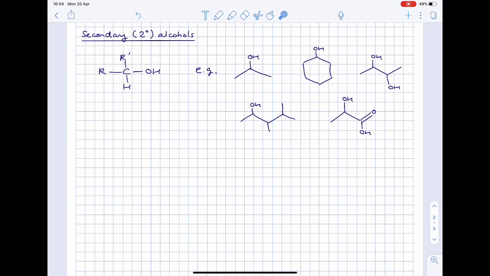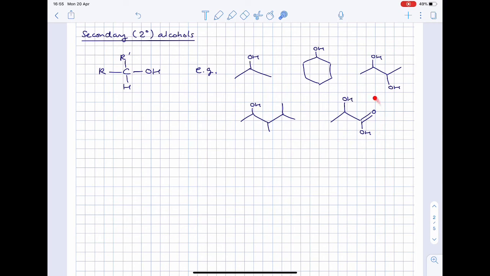bonded to it directly. So we've already seen some secondary alcohols in the examples I gave you earlier. So propan-2-ol is a secondary alcohol. Cyclohexanol is also a secondary alcohol. The hydroxyl group is bonded to a carbon with only 1 hydrogen bonded to it. So here we've got a diol where both the hydroxyl groups are bonded to a carbon with only 1 hydrogen bonded to it directly. So this is a secondary alcohol, and so is this.